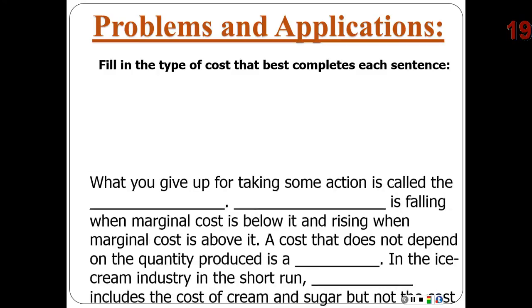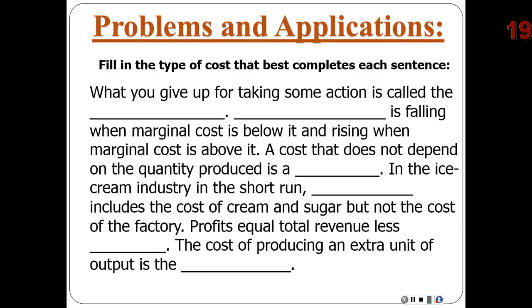So let's go ahead and fill in these blanks. What you give up for taking some action is called what? Well, you'll remember from chapter 1, that's called our opportunity cost. Something is falling when marginal cost is below it and rising when marginal cost is above it. We just talked about that, didn't we? That's our average total cost curve.